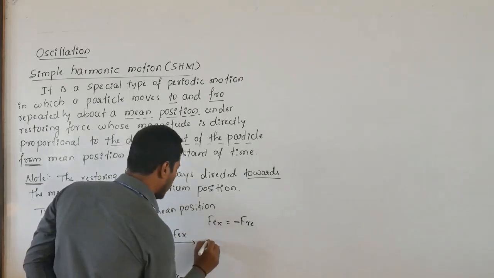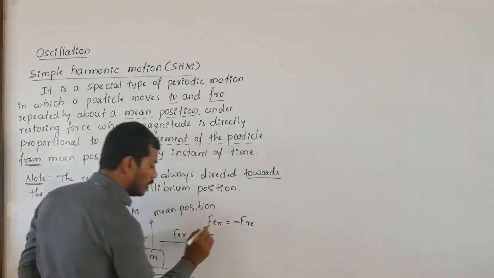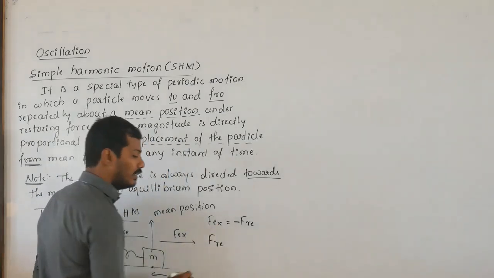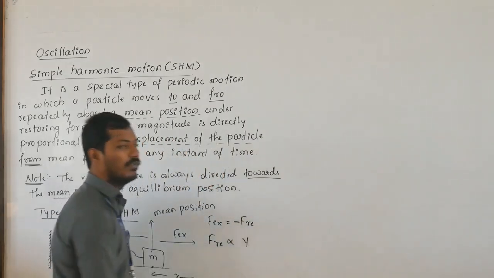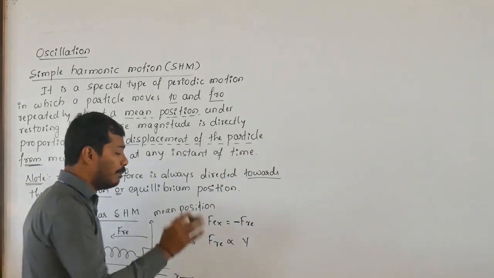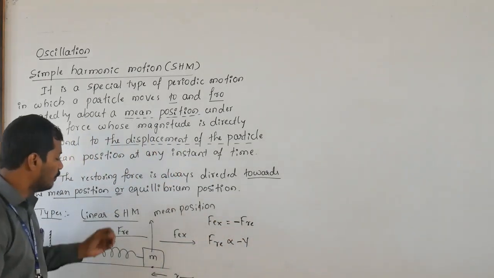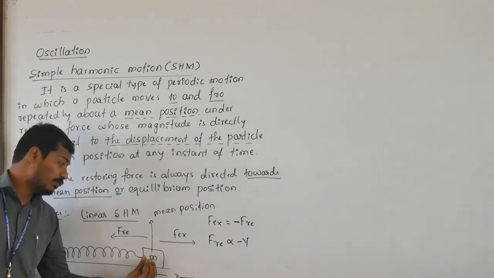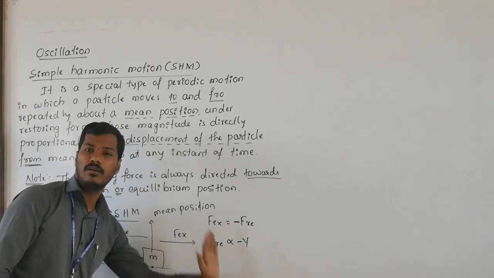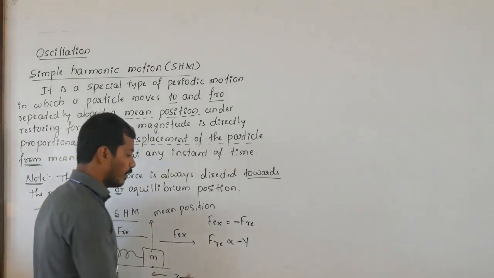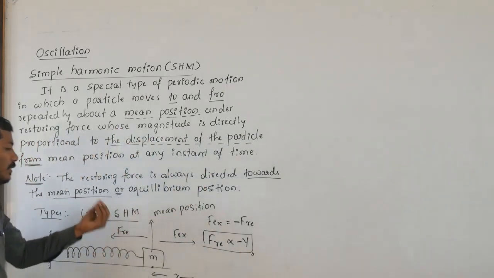Again, in this linear simple harmonic motion, the restoring force is directly proportional to the displacement of the particle. The displacement should be negative because the restoring force is towards the mean position, but the displacement of the particle is from the mean position. This is a very important point in linear simple harmonic motion.